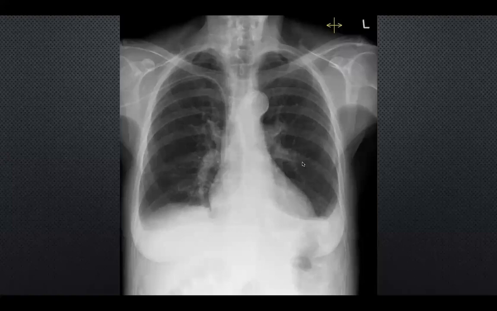But you're right, there's costophrenic angle blunting on both sides. And I'd probably say that the left is a bit more than the right. And so, yeah, this patient has got bilateral pleural effusions, which is great. Well done for spotting that. And also we have cardiomegaly.